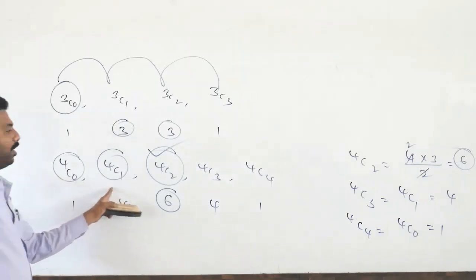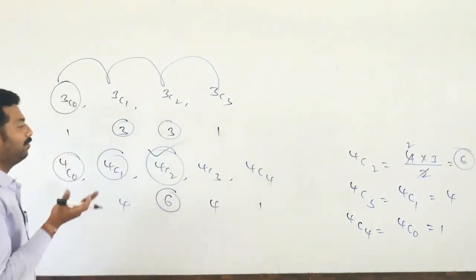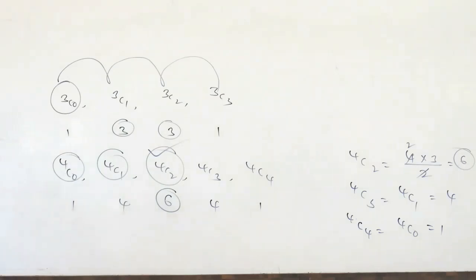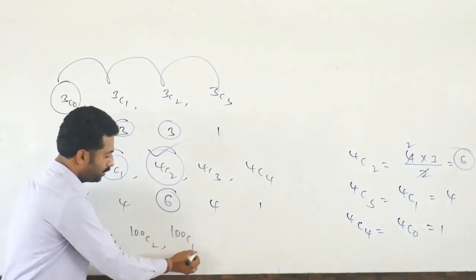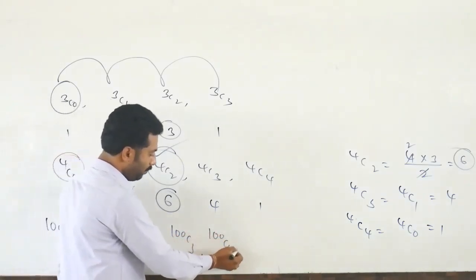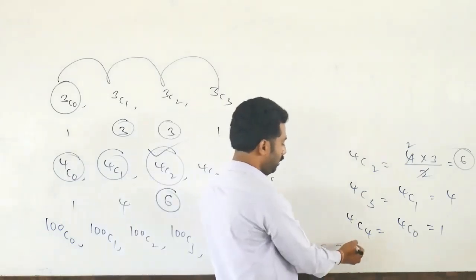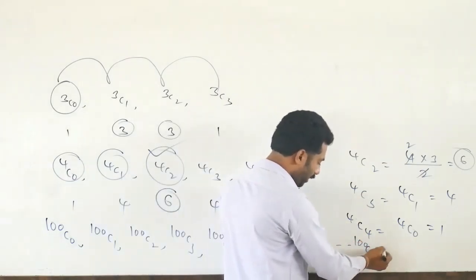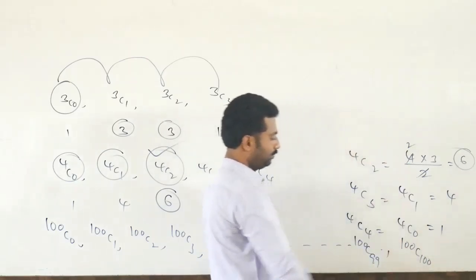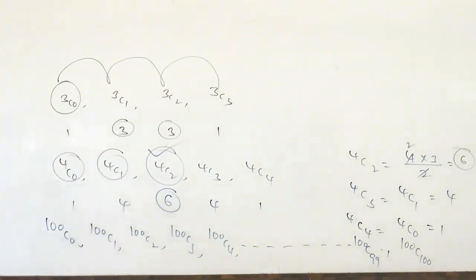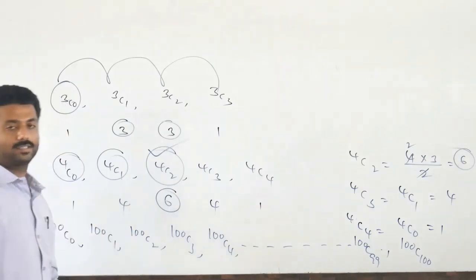Suppose values are very small, we can write them like this. Suppose larger numbers are given, how to calculate? For example, 100C0, 100C1, 100C2, 100C3, 100C4 and so on, 100C99, 100C100. Among these, which one is the larger number? Without writing out these values, how to guess the answer?